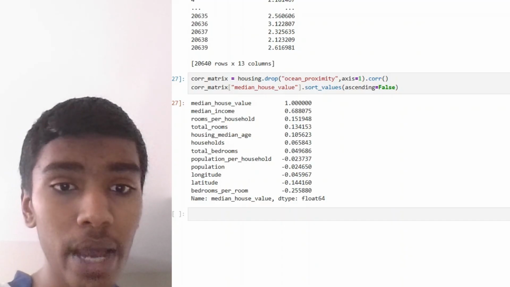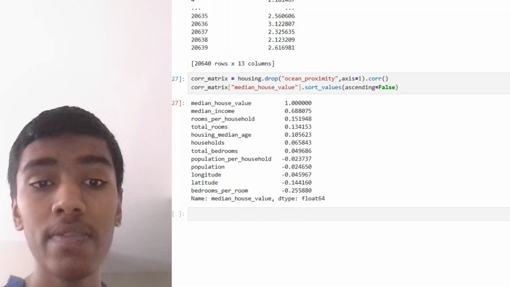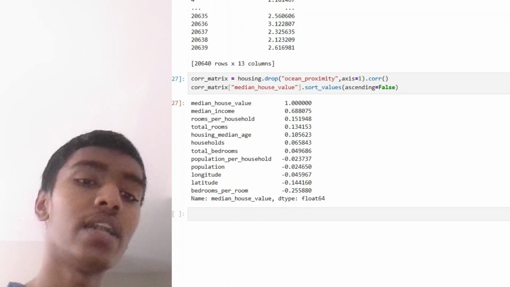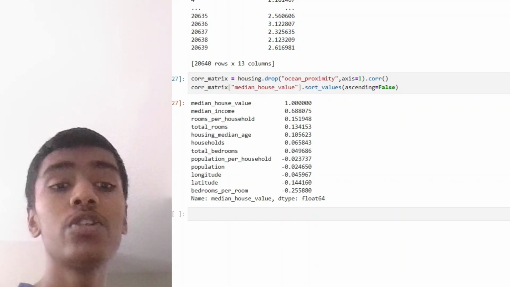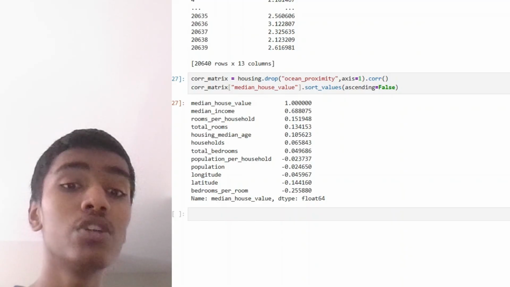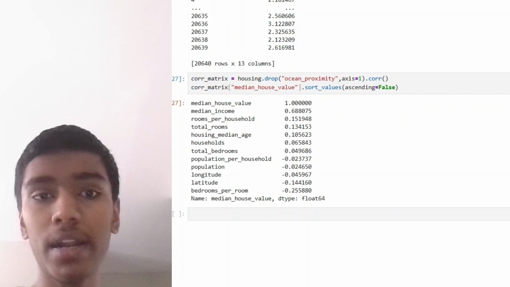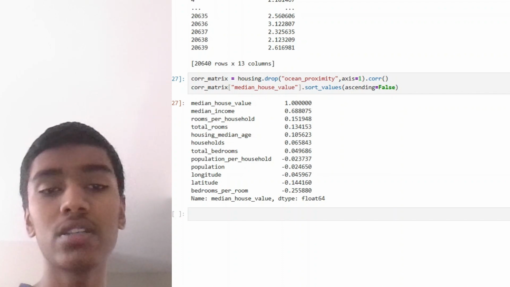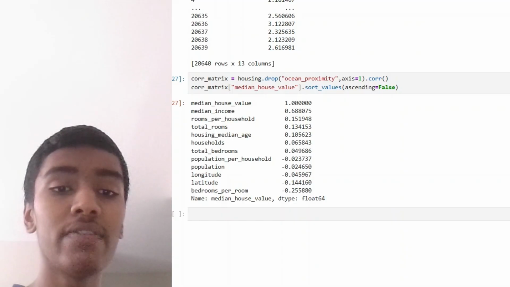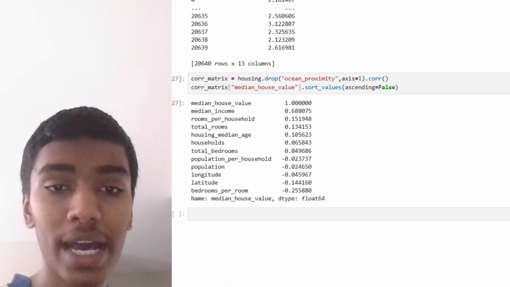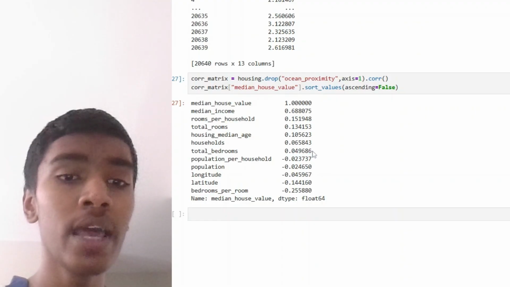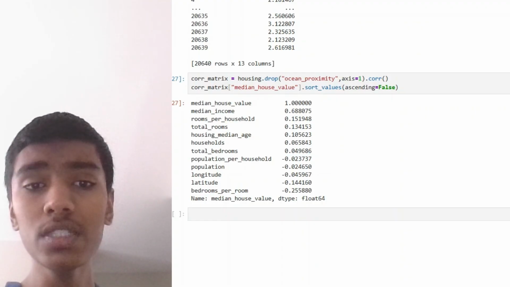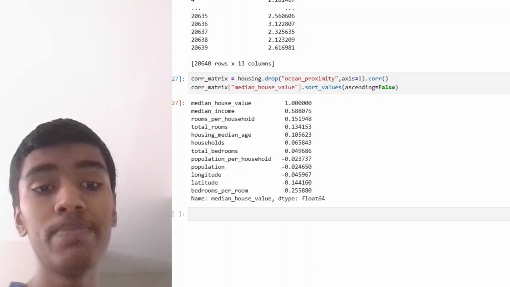But let's take a look now at the bedrooms per room. That's going to be negative 25%. So as you can see there, as the house value goes up, the total number of bedrooms per room goes down by not necessarily a strong factor, but 0.25 is not as low as something like positive 5%. All right, and so you're seeing that there. So that's interesting there.